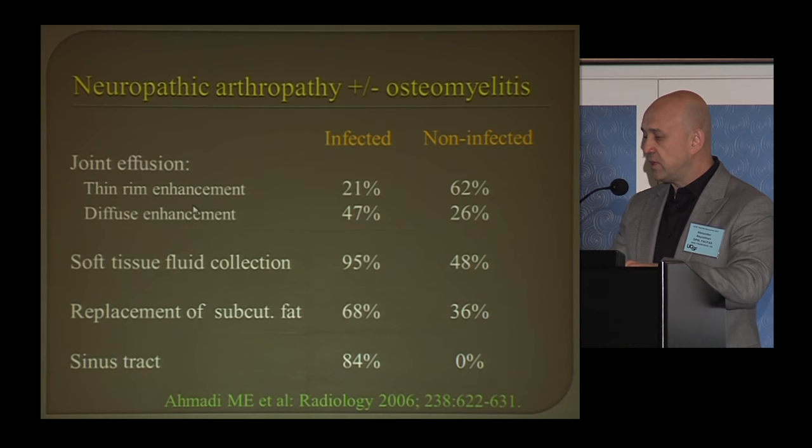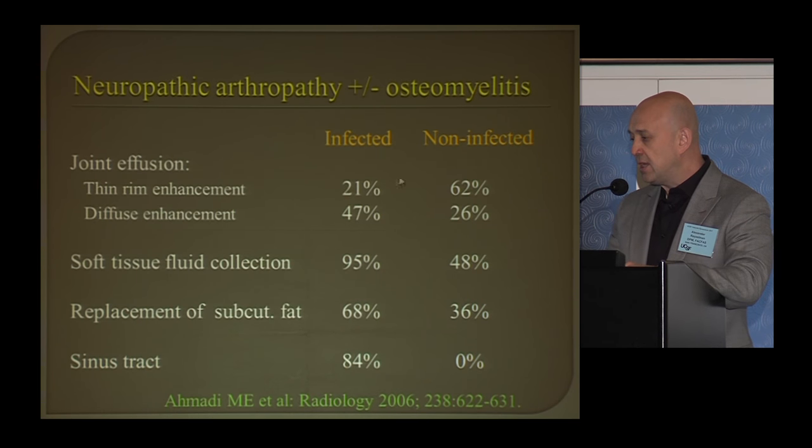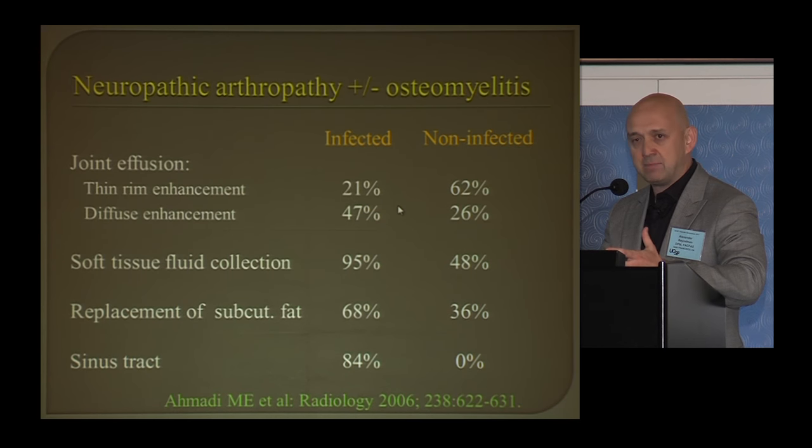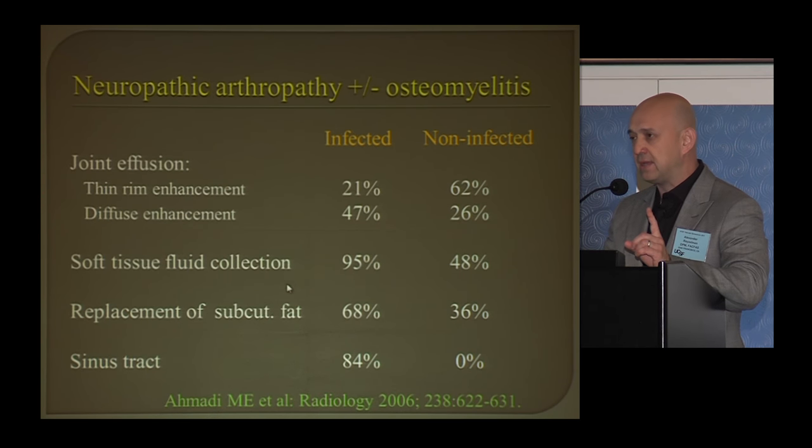He also looked at joint effusion and soft tissue collection, and both are seen in osteomyelitis and non-osteomyelitis MRs. The only finding that was evident in infected cases versus non-infected cases was the sinus tract.